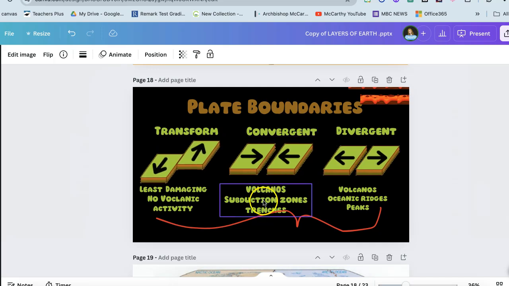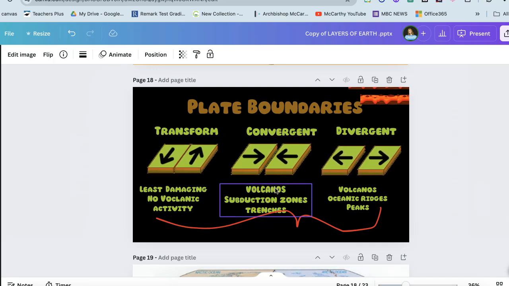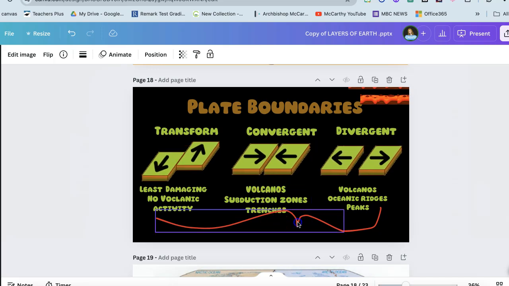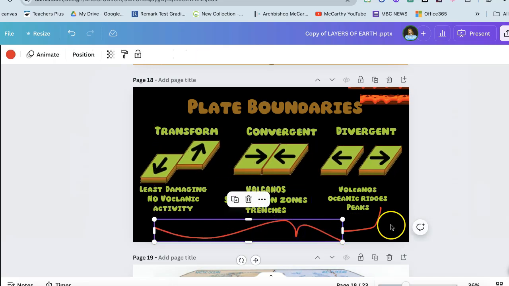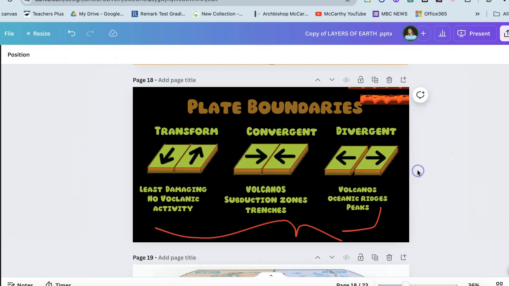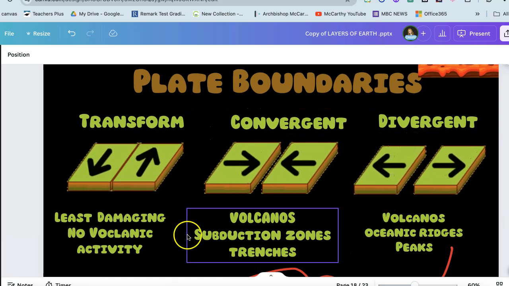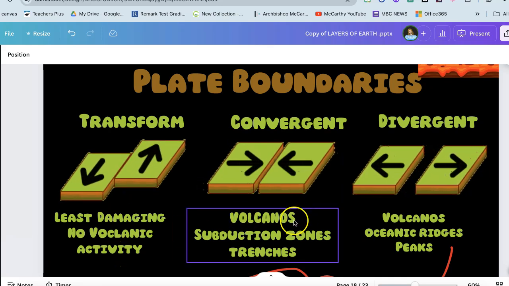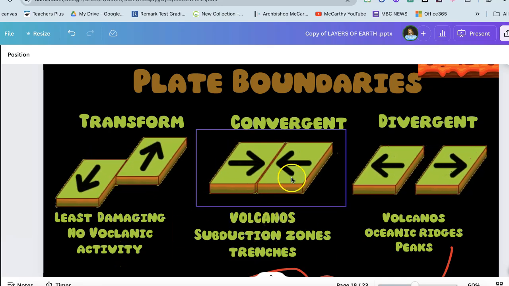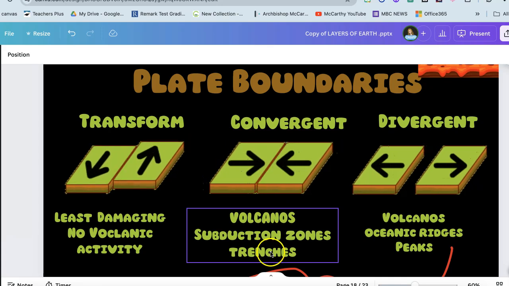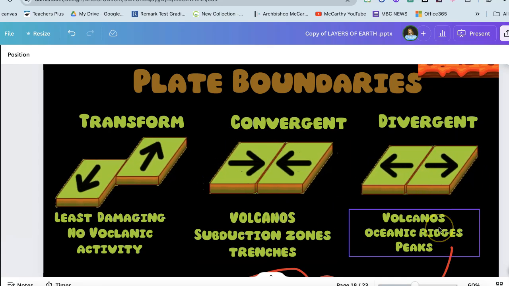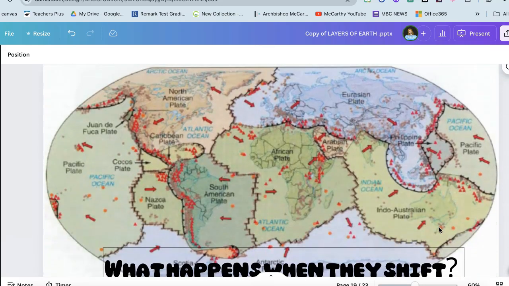When you have convergent boundaries, the plates come together or crash together, and those lead to subduction zones or trenches. When plates pull apart or go in opposite directions, it's divergent. Those lead to oceanic ridges. Convergent and divergent lead to volcanoes, and they're obviously more damaging in terms of earthquakes, but you have to know that coming together, or convergent, is subduction zones and trenches. Pulling apart, or divergent, is oceanic ridges and peaks.